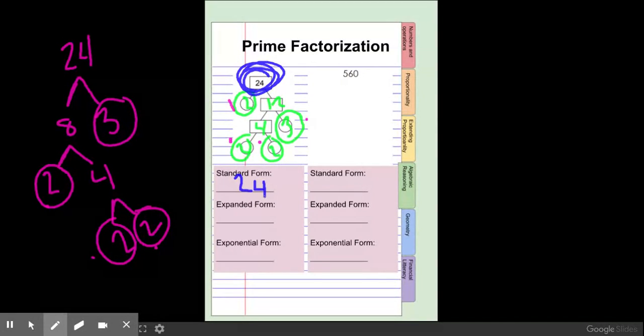Okay. When I talk about expanded form, what we're going to do is take all of these circles, here, here, here, and here, and multiply them together. So I'm going to say 2 times 2 times 2 times 3 is my expanded form. All of those prime numbers are going to be multiplied together.